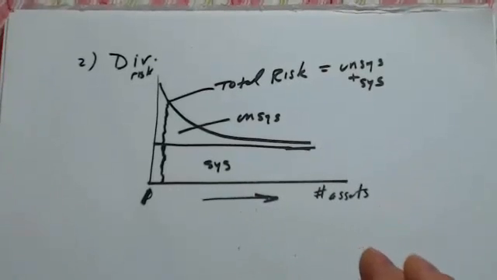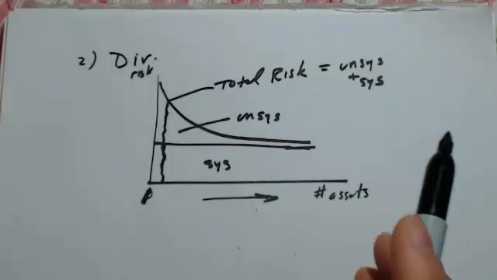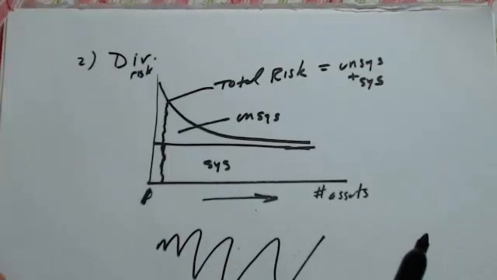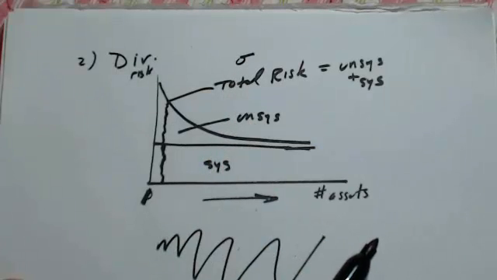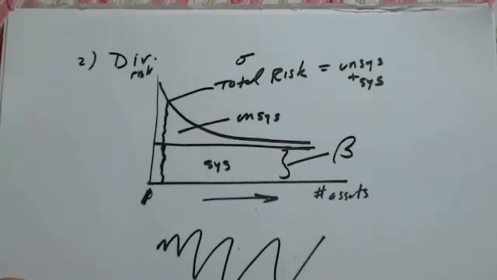So if you think of the S&P 500 as a good benchmark for the overall market, you hold the S&P 500, take a look at the charts. The S&P 500 bounces around quite a bit, but not as much as an individual stock. And so this total risk is measured by sigma, the variance of your portfolio. Your systematic risk is measured by beta, and we'll have a lot more to say about that in later chapters.